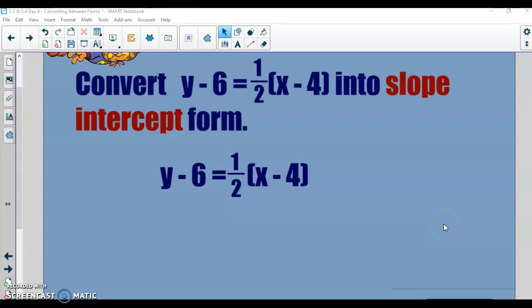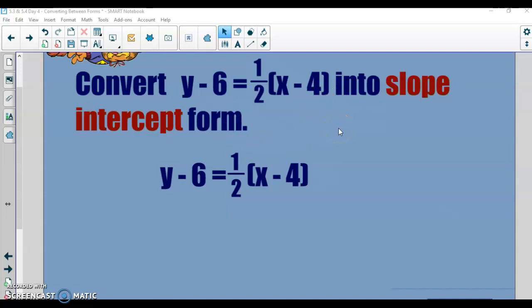Hi everyone, it's Mr. Donofrio, and I'm going to talk about just how to convert from point slope form into slope intercept form. So if we look at this first question, it says convert y minus 6 equals 1/2 times x minus 4 into slope intercept form.